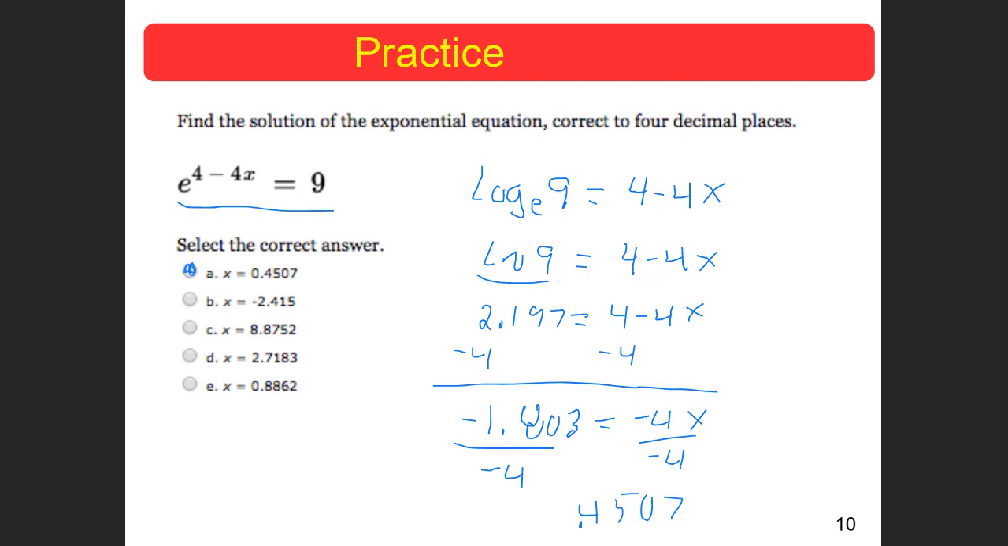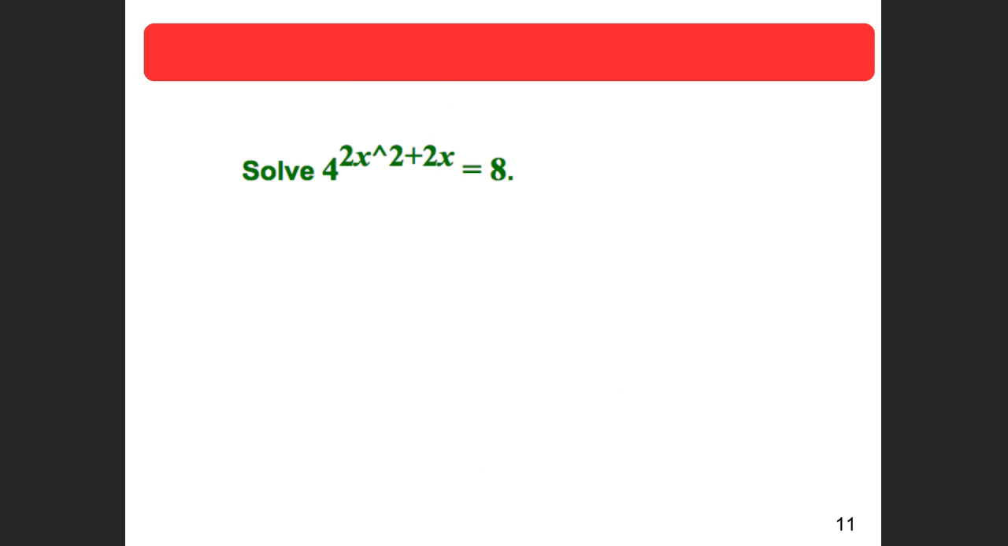That's my answer. So if I have an exponential equation and I'm trying to solve it, I just rewrite it as a logarithmic equation. And then hopefully you should be able to find the value. All right, let's try another one. Oh my goodness. 4 to the 2x squared plus 2x is equal to 8.